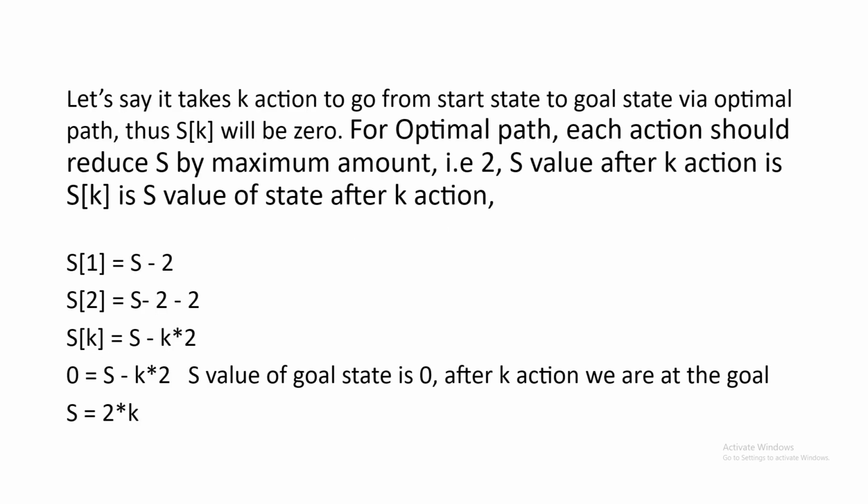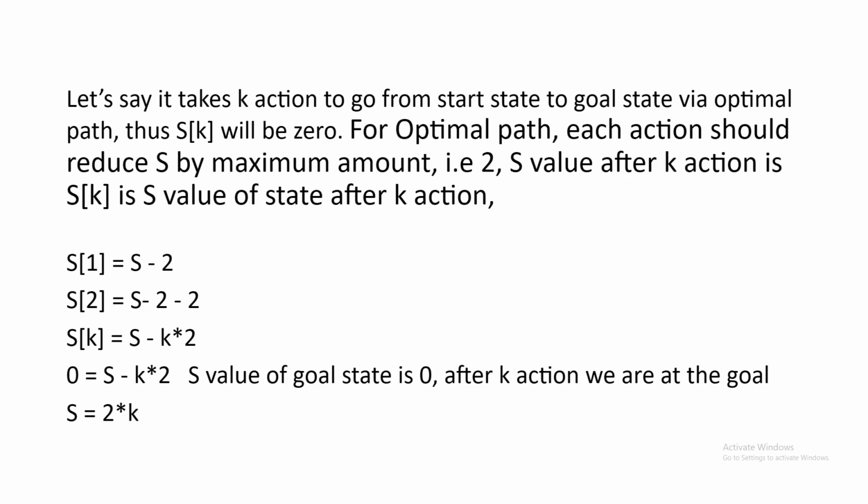Now let's say it takes K actions to go from a start state to the goal state via the optimal path. Here Sk will be 0, as the S value of the goal state is 0 since there is no misplaced digit. And for the optimal path, each action should reduce S by its maximum amount, that is 2. Why? Because if it does not, we will need some more actions, so it will not be an optimal path. So the minimum number of actions to reach the goal state from the start state is K.